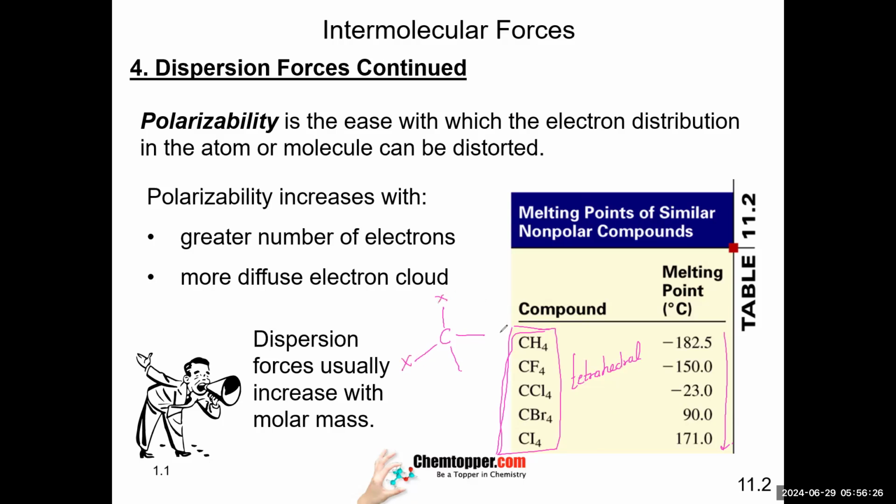Amodita, you are understanding this? They are symmetrical. So what kind of IMF do they have? LDFs. And LDFs depend on molar mass and size. So what is happening to the molar mass as you are going down? Yes. What is happening to the molar mass? Increasing. What is happening to the size? Size is also increasing. Surface area is also increasing.